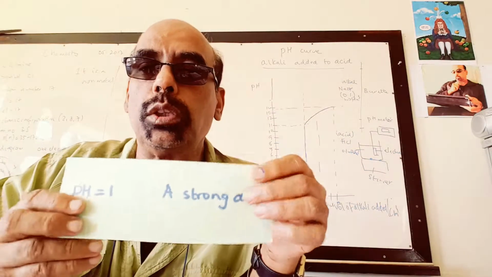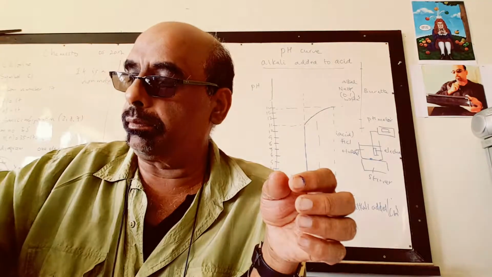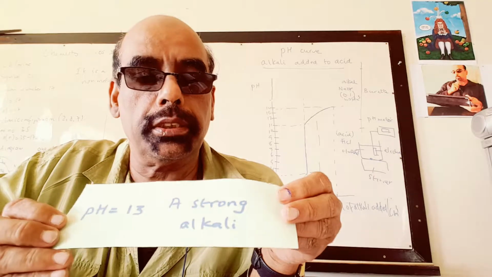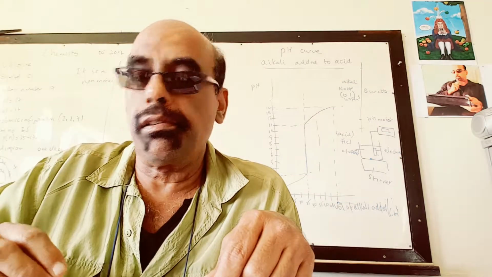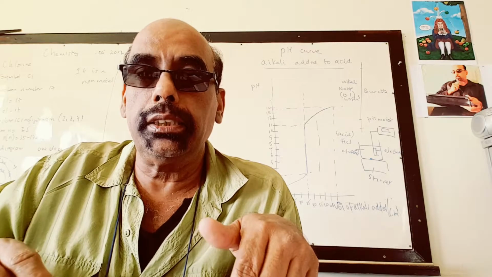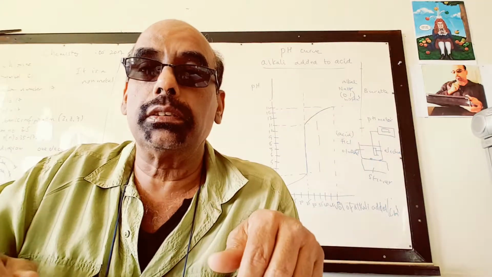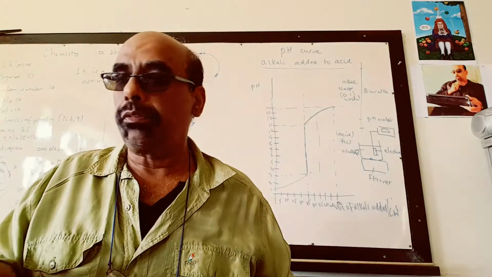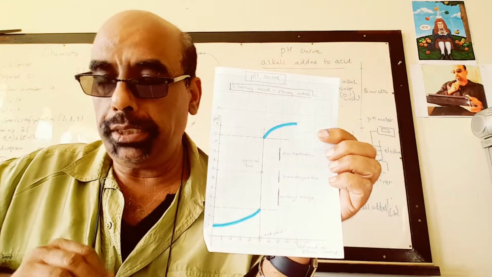If we see pH equal to 1, we can conclude we are using a strong acid. If the pH is equal to 7, we can come to the conclusion that it is neutral. If we add an alkali to an acid, the pH will increase. And from the variation of pH during the addition, we obtain a pH curve.